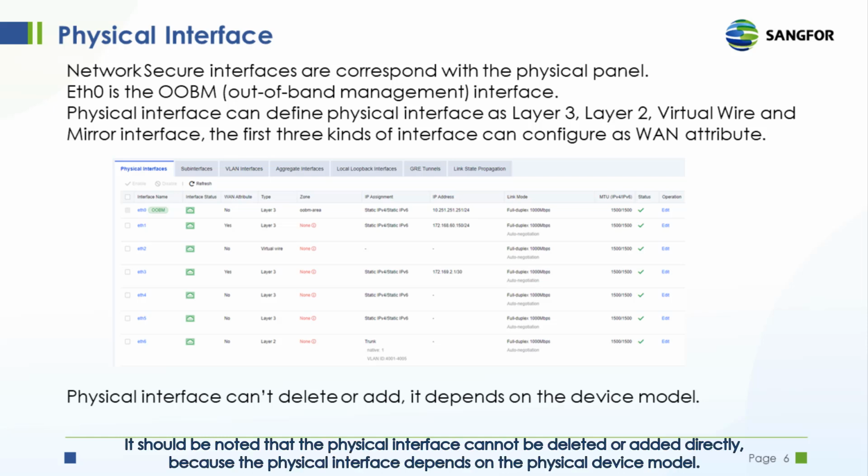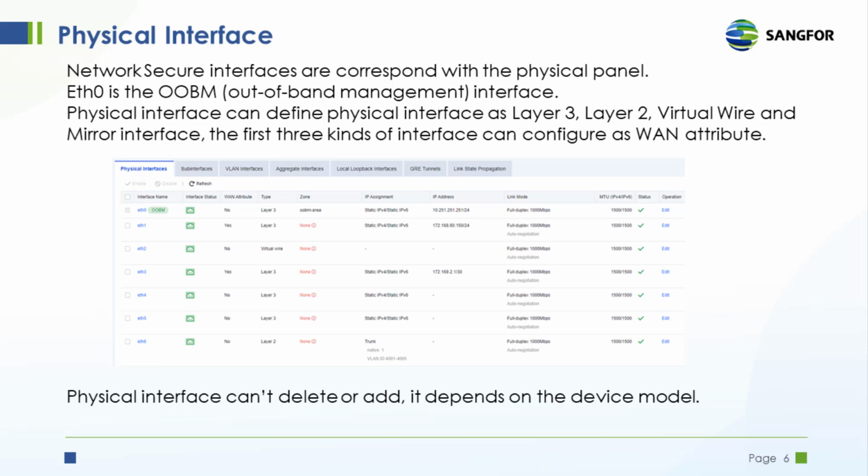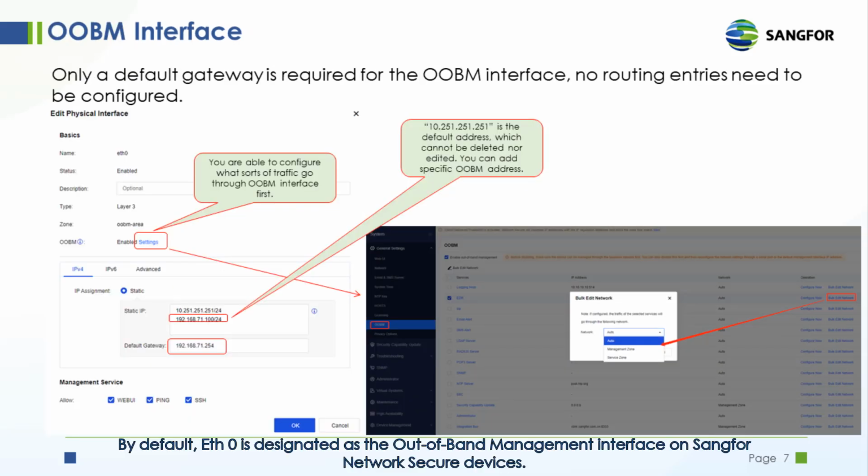It should be noted that the physical interface cannot be deleted or added directly, because the physical interface depends on the physical device model. By default, ETH0 is designated as the out-of-band management interface on SANGFOR Network Secure devices. This interface is dedicated to device management and does not participate in regular traffic forwarding.